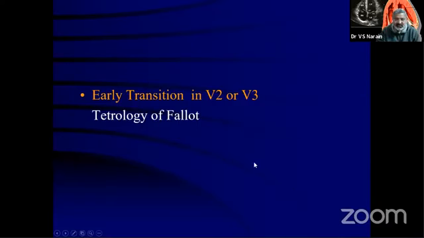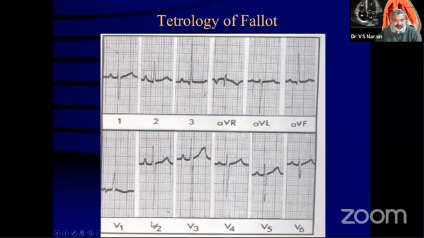Early transition, everybody knows: you have a Q wave, and the S wave suddenly appears from V1 to V2. This is early transition, and it simply means that you have a large deficient ventricular septum, a large VSD. So a sudden transition from lead 1 suggests a large ventricular septum defect. Then the presence of an S wave here suggests right ventricular hypertrophy.